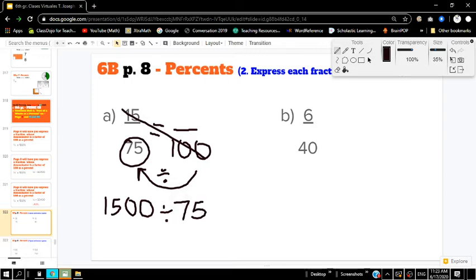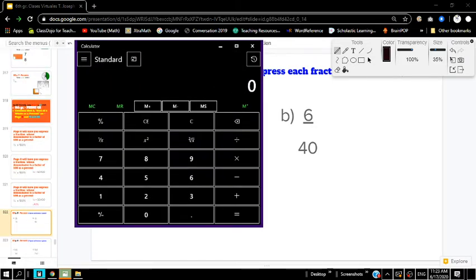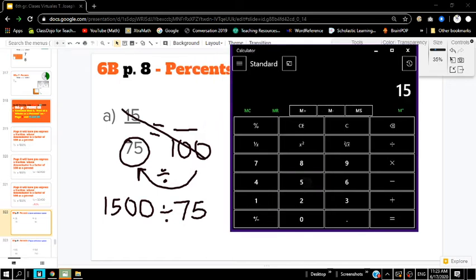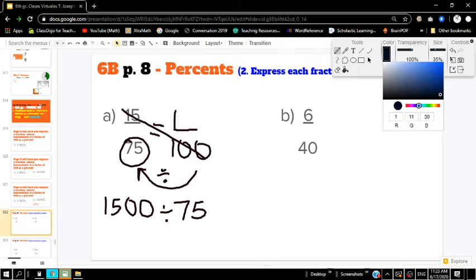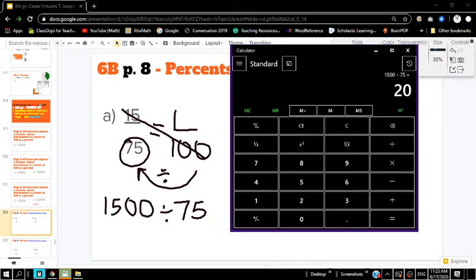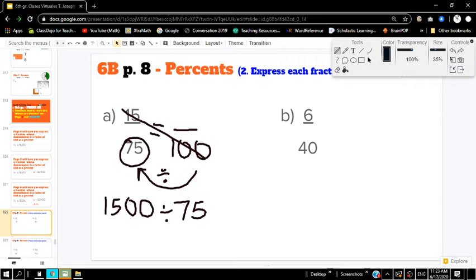Since I don't have a lot of space, I will do it on the calculator. 1500 divided by 75. We have 20. We can also simplify both those numbers and then make an easier division problem, but just for the sake of this, we're going to just use a calculator. So our answer again was 20%. So 20 over 100 is the same as 20%. Okay, that's our final answer.